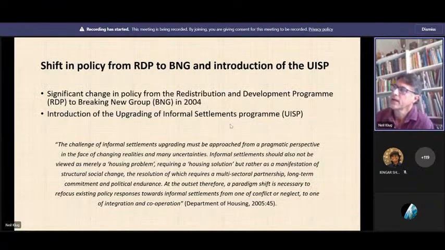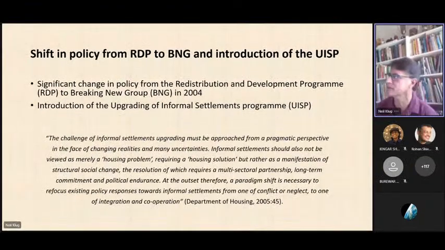So just to step back to explain that there was a big shift in policy from RDP to something called Breaking New Ground in 2004. And this was really their acknowledgement that they couldn't just roll out individual houses. They had to create more integrated urban environments, linking them into the economy, creating jobs, providing individual houses, ancillary land uses, etc. And so out of that new policy, Breaking New Ground, which came out in 2004, emerged the Upgrading of Informal Settlements program. And there they acknowledge that they needed a paradigm shift to refocus from the existing policy of responses towards informal settlements from one of conflict or neglect to one of integration and cooperation. So certainly the intent was all there.